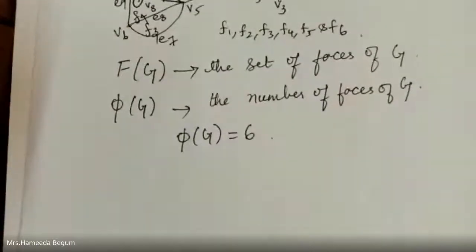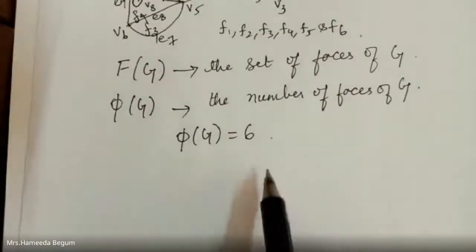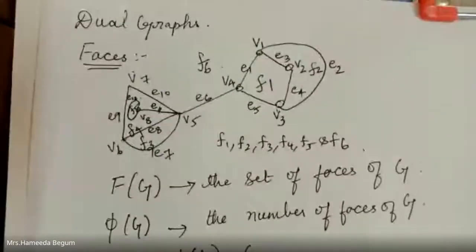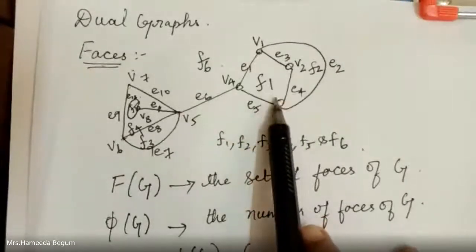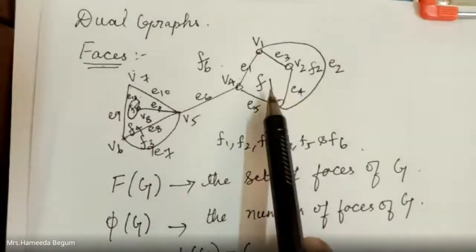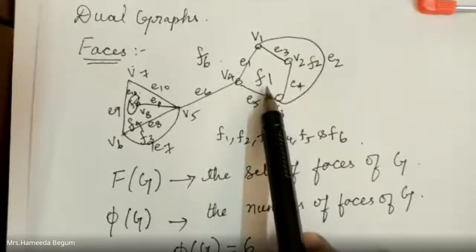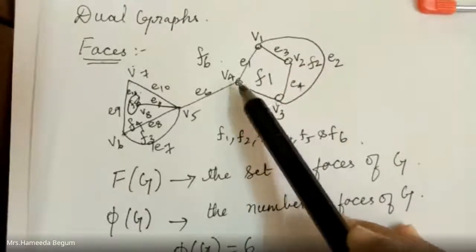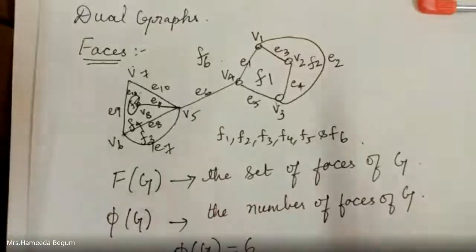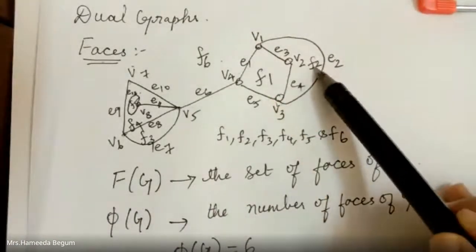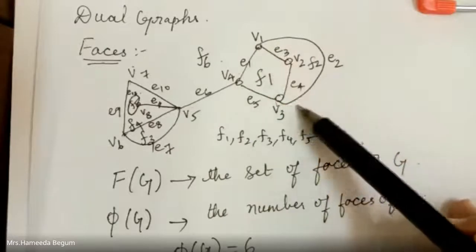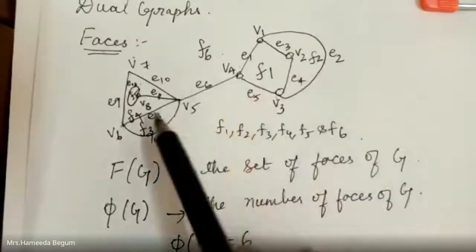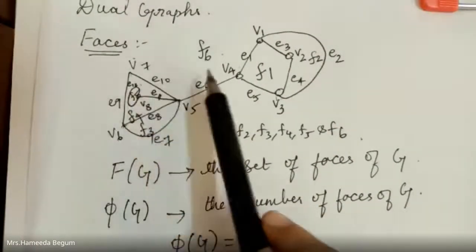So when do we say that? The definition of exterior face: each plane graph exactly has one unbounded face called the exterior face. Now, if you see, face 1 is bounded. Which vertices bound face 1? V1, V2, V3, V4. These 4 vertices bound face 1. For face 2, V1, V2 and V3 form a bound. Similarly for face 3, face 4, face 5, we have the bounds.